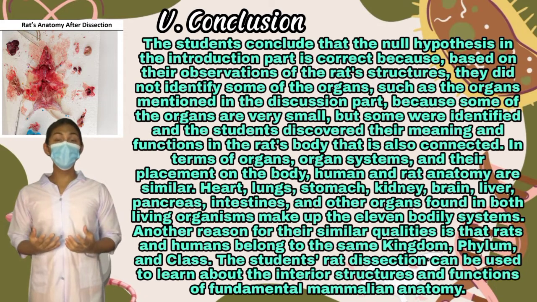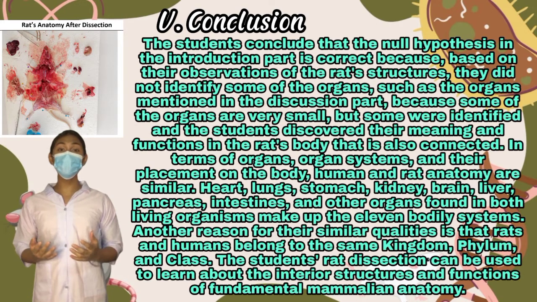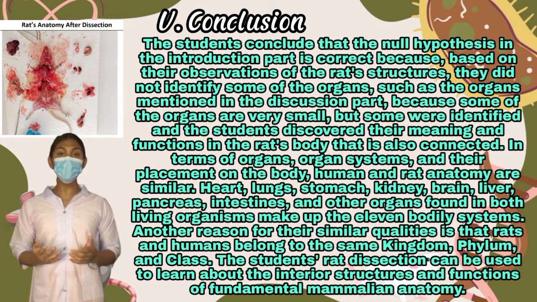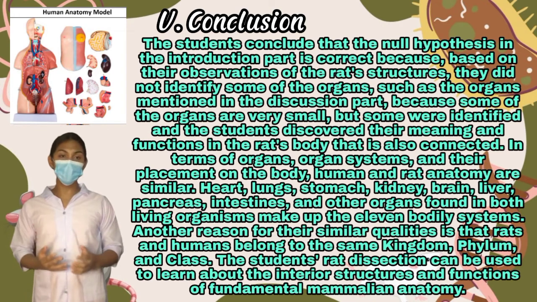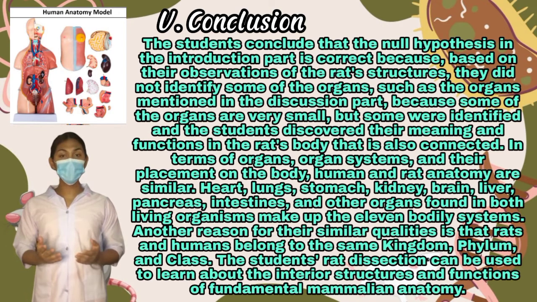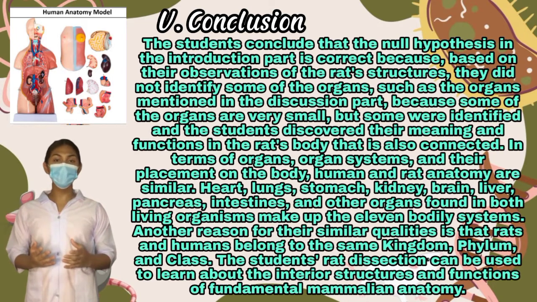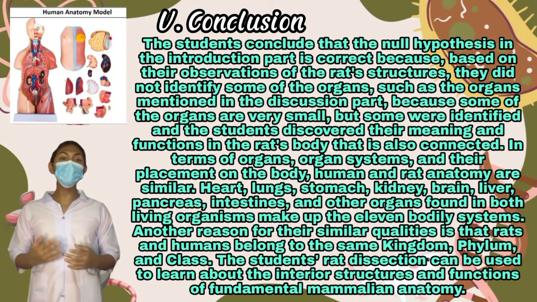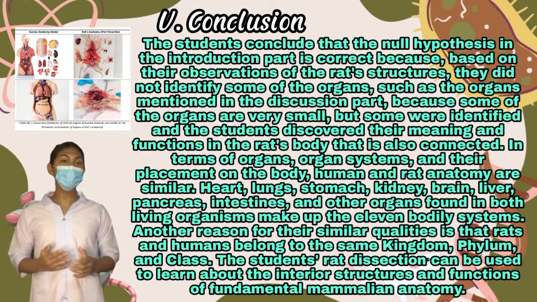And we are now in the conclusion part of the laboratory report. Based on the dissection conducted using the rat's body, the students conclude that the null hypothesis in the introduction part is correct, while the alternative hypothesis is rejected, because according to the students' observation on the structures of the rat, students did not identify some of the organs such as the organs mentioned in the discussion part because some organs are very small, but some were identified and the students found out its meaning and functions in the body of the rat that is also connected to its function in the human body.